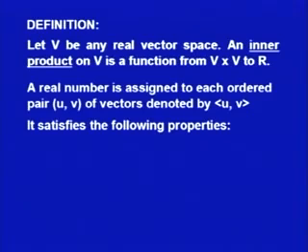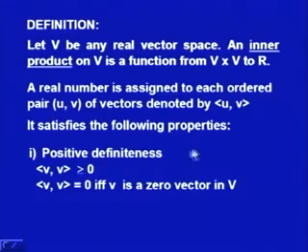To define inner product, let us consider V to be any real vector space. An inner product on V is a function from V cross V to R. That means a real number is assigned to each ordered pair u, v of vectors, denoted by ⟨u, v⟩. So this is the notation we use for the inner product of u and v, provided it satisfies the following properties.